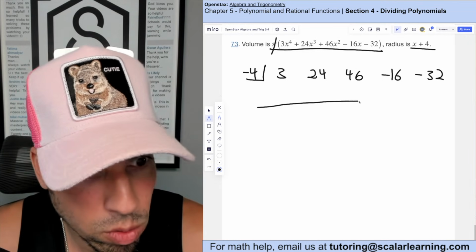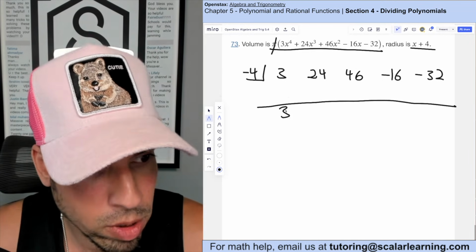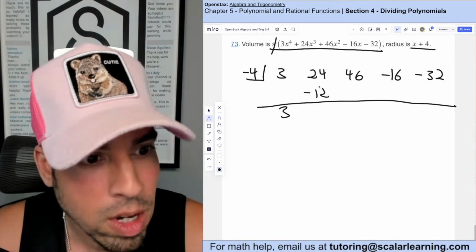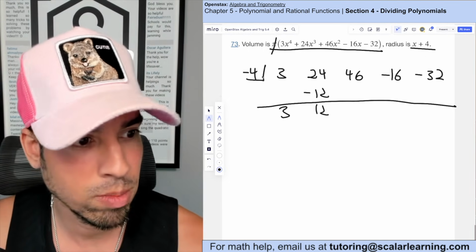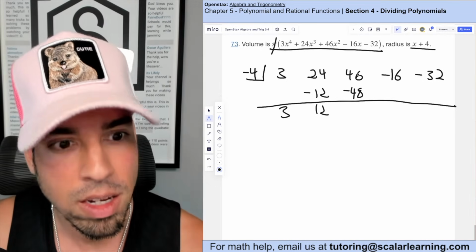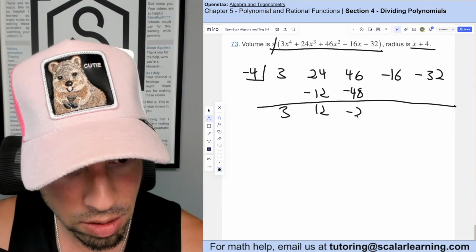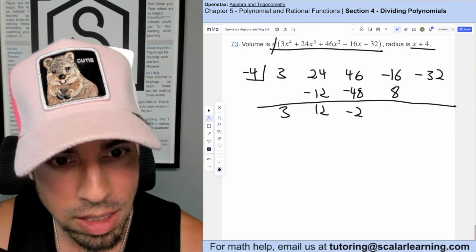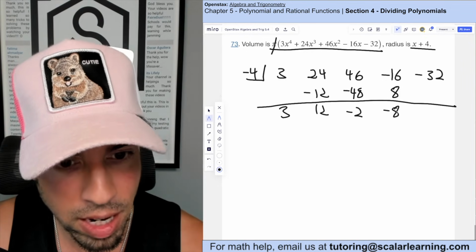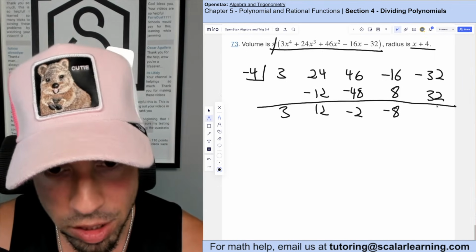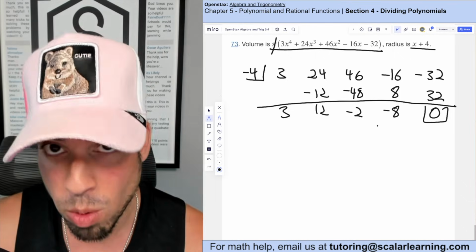So let's do the first round. Drop 3. 3 times negative 4 is negative 12. Negative 12 plus 24 is 12. Times negative 4 is negative 48. Negative 48 plus 46 is negative 2. Times negative 4 is 8. 8 plus negative 16 is negative 8. Negative 8 times negative 4 is 32. 0 is the remainder, which is what we want.